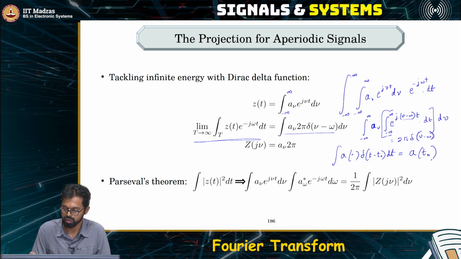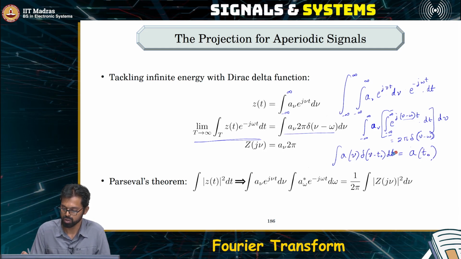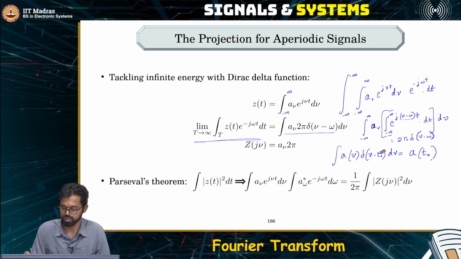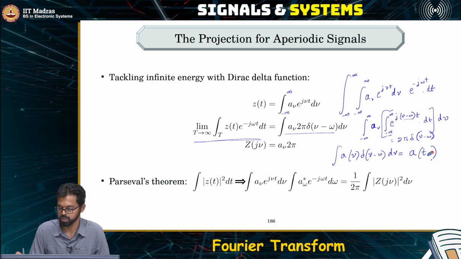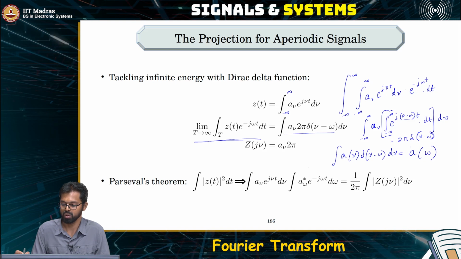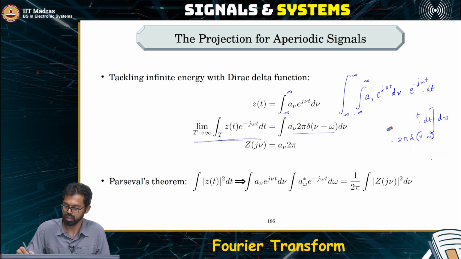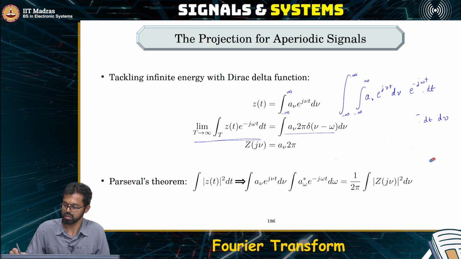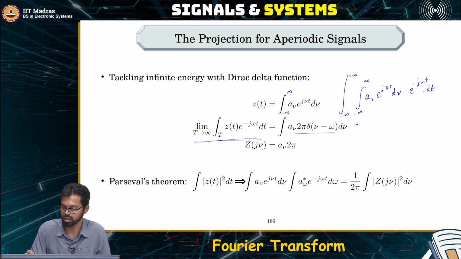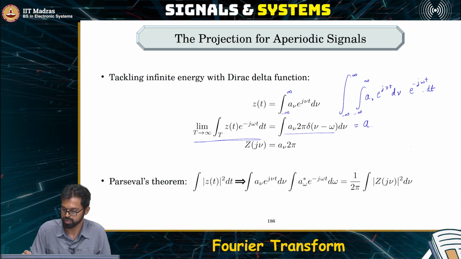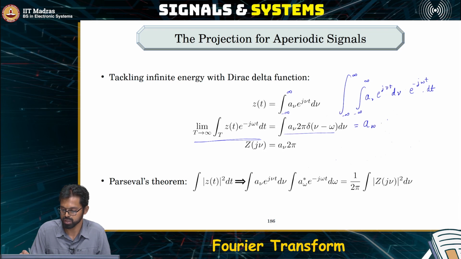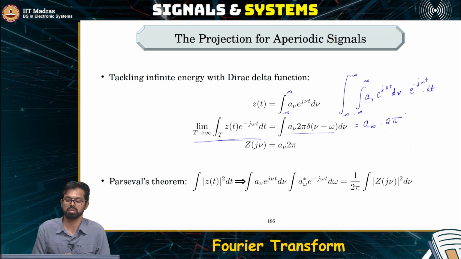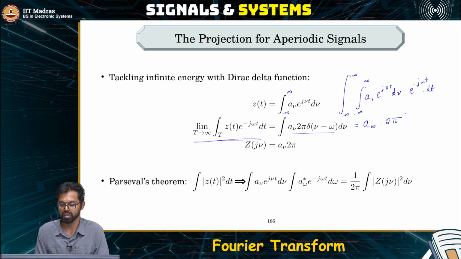So instead of t we have nu, and instead of t naught we have omega. Which means we have a of omega. So this entire integration is now going to give us a of omega times 2 pi. We just used the property of the integration.